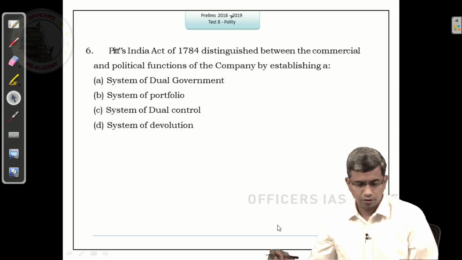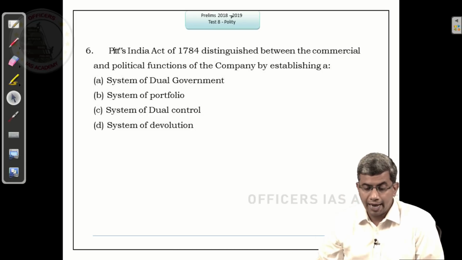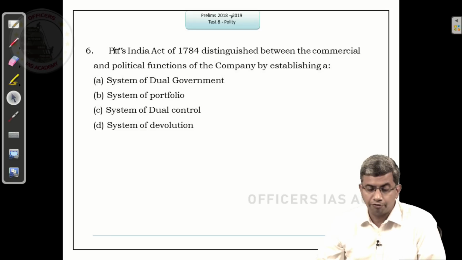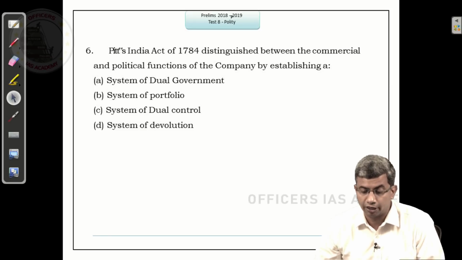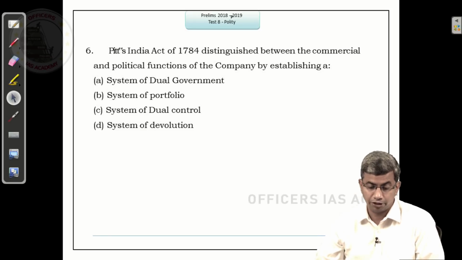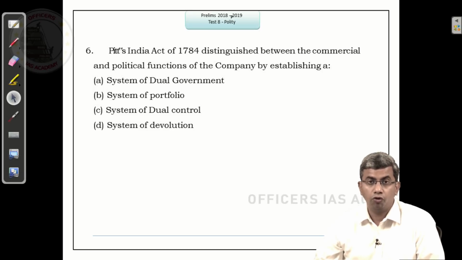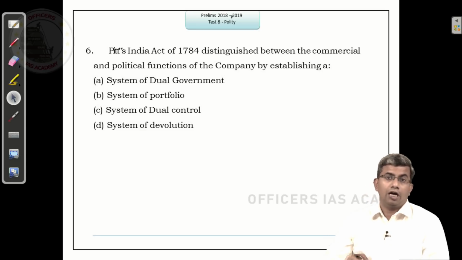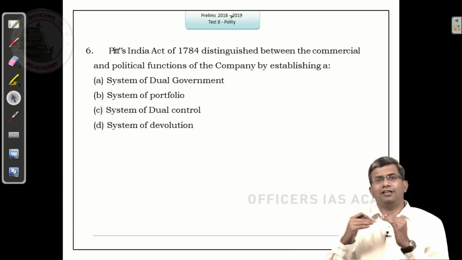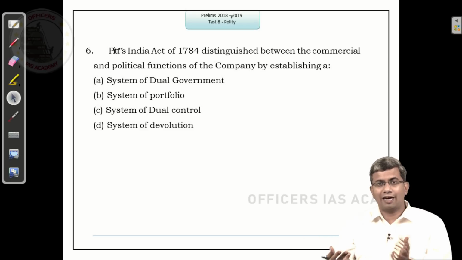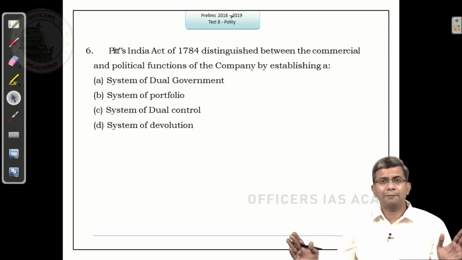So moving on, Pitts India Act of 1784 distinguished between the commercial and political functions of the company by establishing a system of dual government, system of portfolio, system of dual control and system of devolution. So now this is purely knowledge, right? There is nothing called elimination when it gives 4 options and you have to choose the correct answer. It is purely based on knowledge, isn't it?